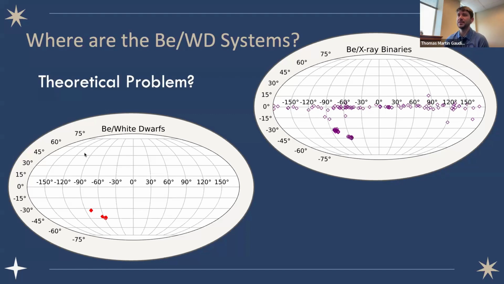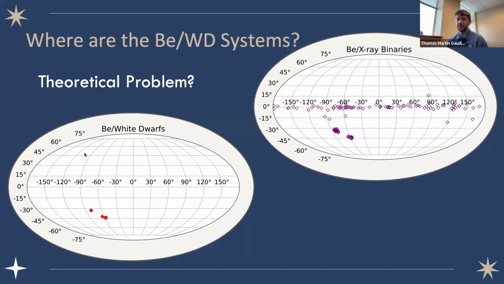Well, it's possible that this is a theoretical problem, that we are missing something about the way these systems form. The BE X-ray binaries are thought to form via mass transfer from a high mass star to a lower mass star in a high mass binary star system via common envelope and Roche lobe overflow phases. Depending on how much mass that high mass star loses, you could end up with a neutron star or a white dwarf compact object. It's possible that there's something we're missing about this picture. We need to revisit how these systems are forming.